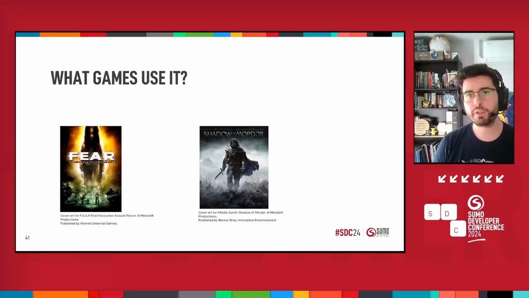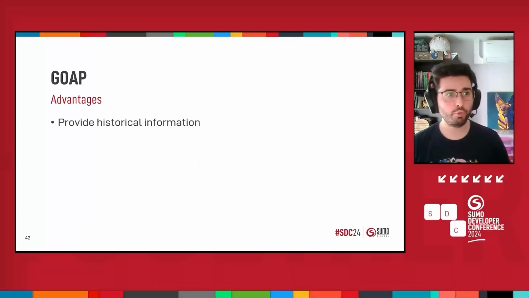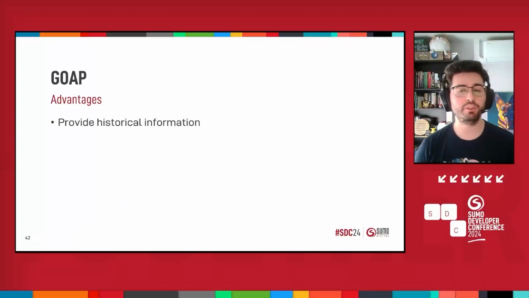So a few examples of games that have used GOAP, F.E.A.R. being the one that kind of brought it to popularity, but there were a few games after that that have also used it since. So some of the advantages of GOAP: it provides historical information because you are pre-computing a plan to be executed. You'll just get that historical information for free, which is great for debugging.